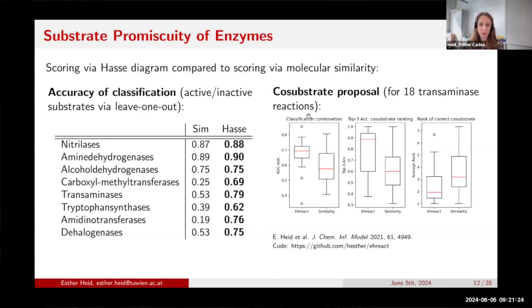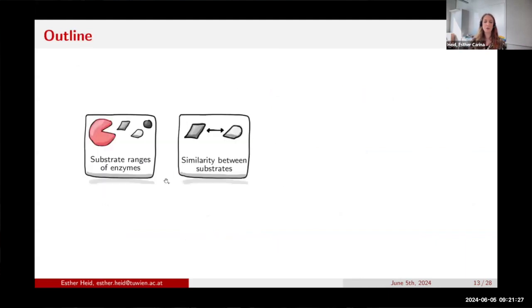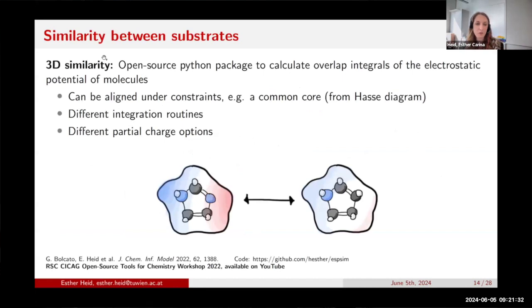We could also use this for co-substrate proposal. I also wanted then to use 3D similarities in this approach, and I implemented an open source Python package to compute 3D similarities that is based on shapes and electrostatics. I don't want to talk in detail about this today, but I just want to point you towards our GitHub repo if you're interested in 3D similarities. This is open source, so it's an open source competitor to OpenEye. There's also a workshop on this that you can find on YouTube that will explain everything and how to use this. And this came in really handy for us to go beyond 2-dimensional similarity of substrates.